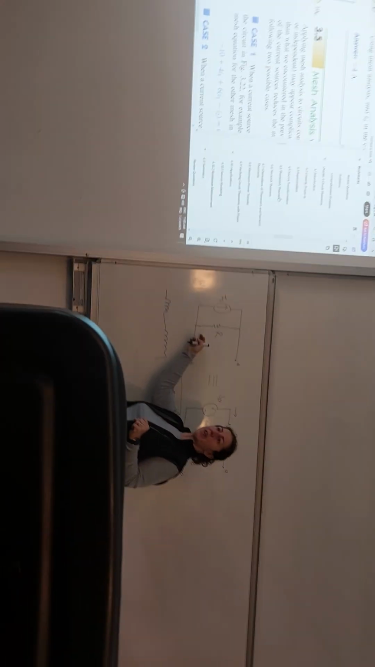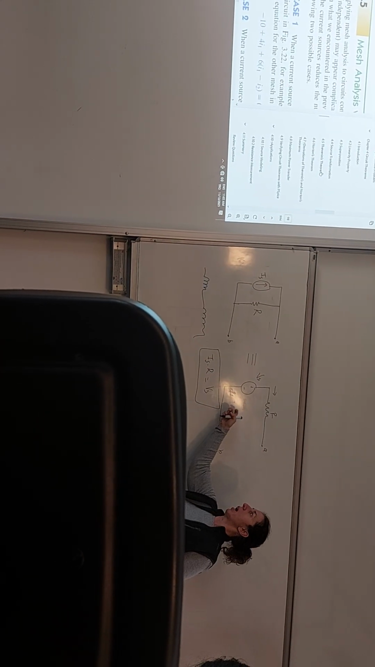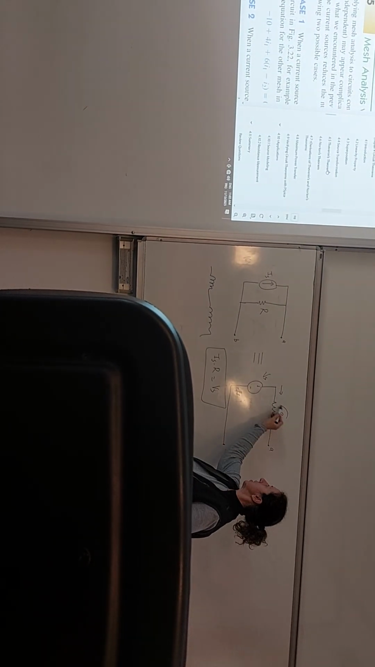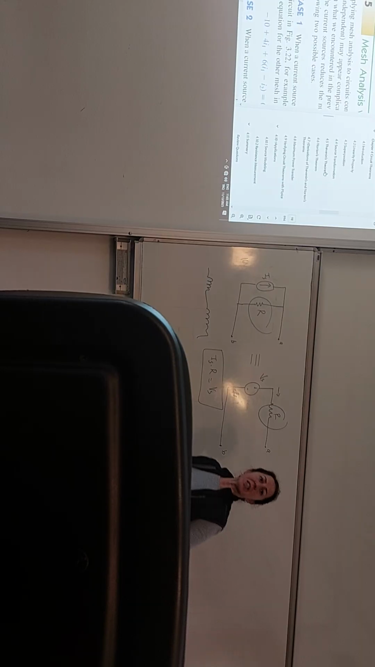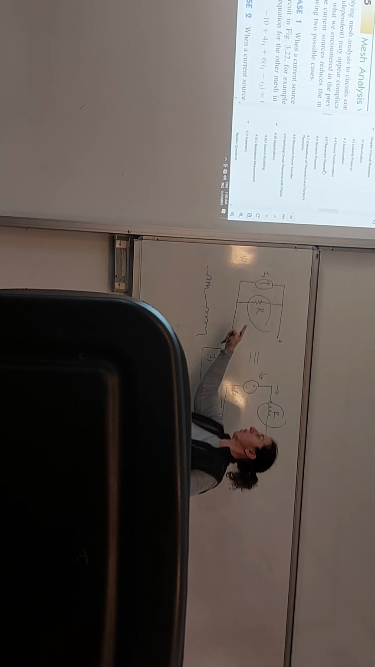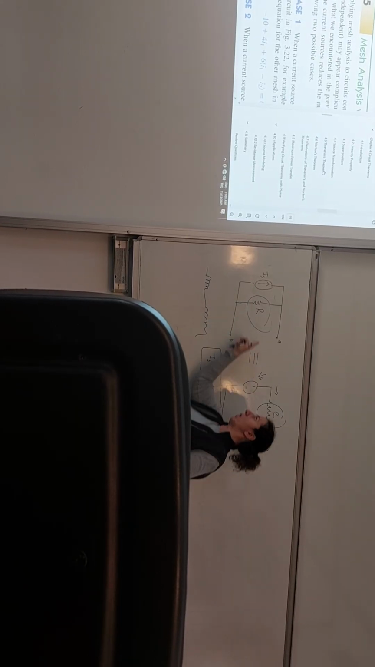A current source which is parallel to the resistor can be replaced by a potential source connected to the resistor in series. In this case, their resistance is exactly the same. We just have to figure out, given the Vs, what would be Is, or given the current, what would be Vs.